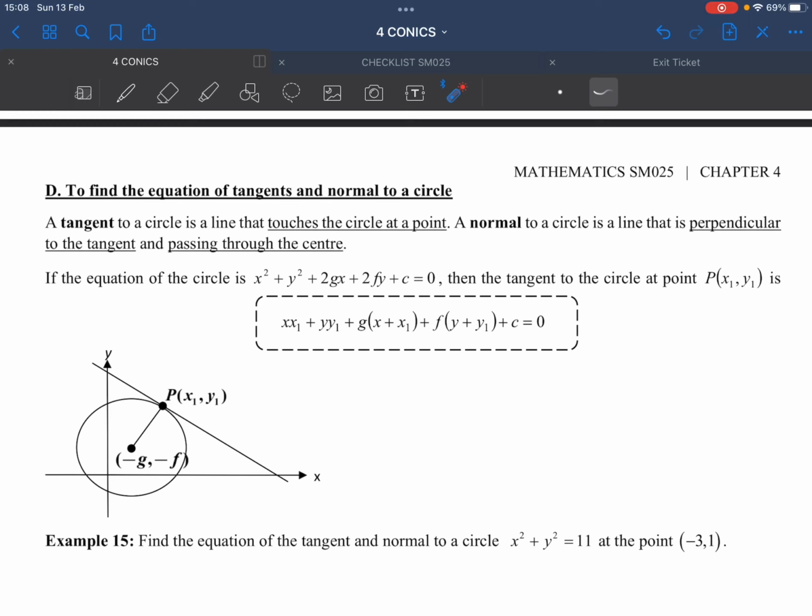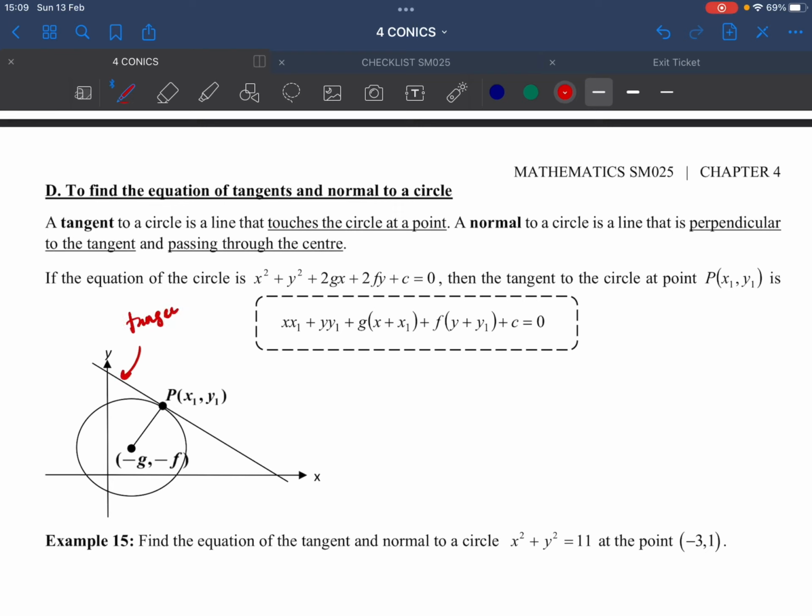The first thing that you have to know is what is the tangent. As I mentioned in the previous video, a tangent to a circle is a line that touches the circle at only one point. As you can see from the diagram here, we have the circle and this line only touches at one point. So that means this line is called tangent to the circle.